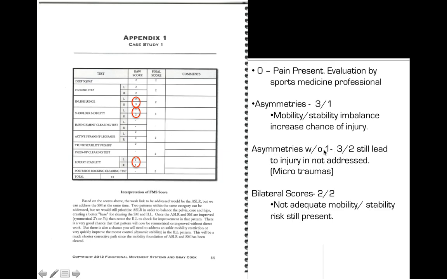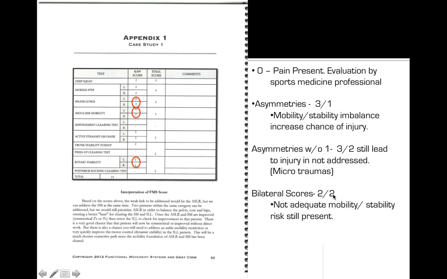Asymmetries without ones, maybe just a 3 or 2, still need to be addressed. Though they're still showing good mobility, like the high level 3 and 2, there's still a risk for injury because there are some things that are affecting this imbalance. So they still need to address that.